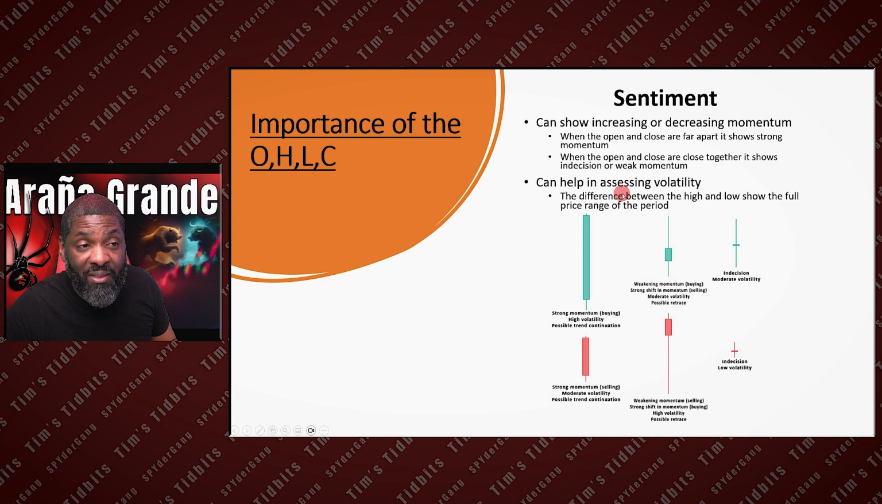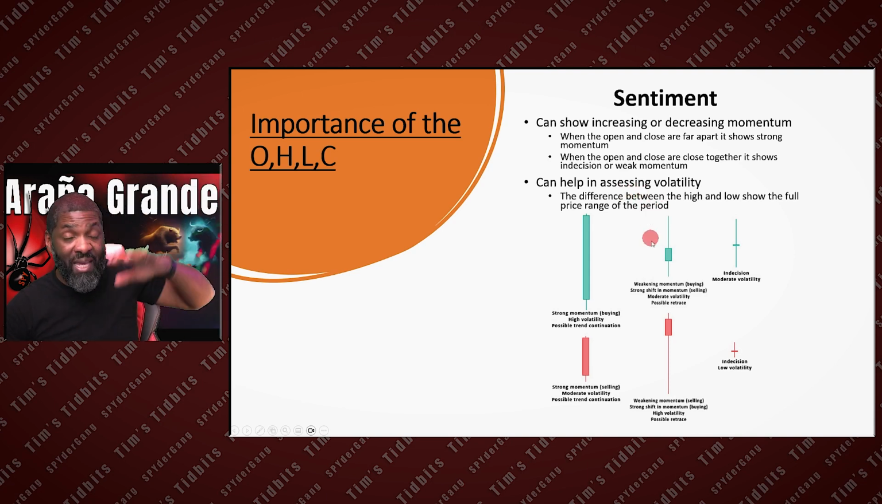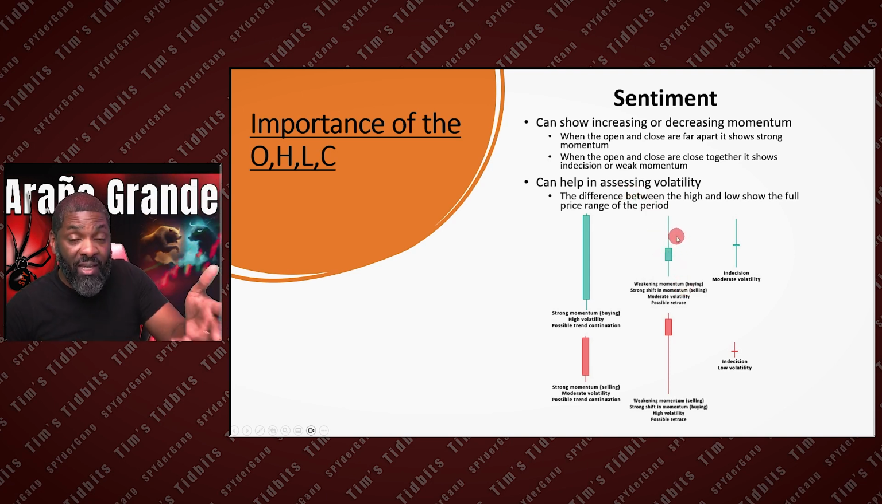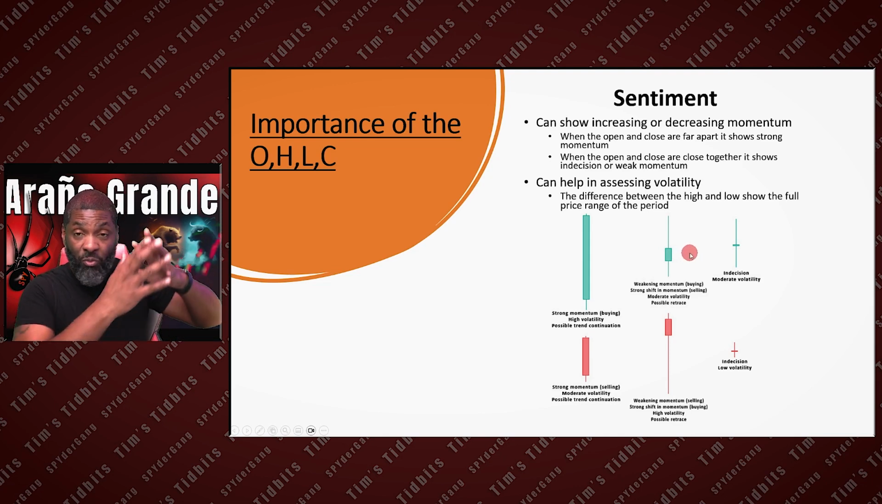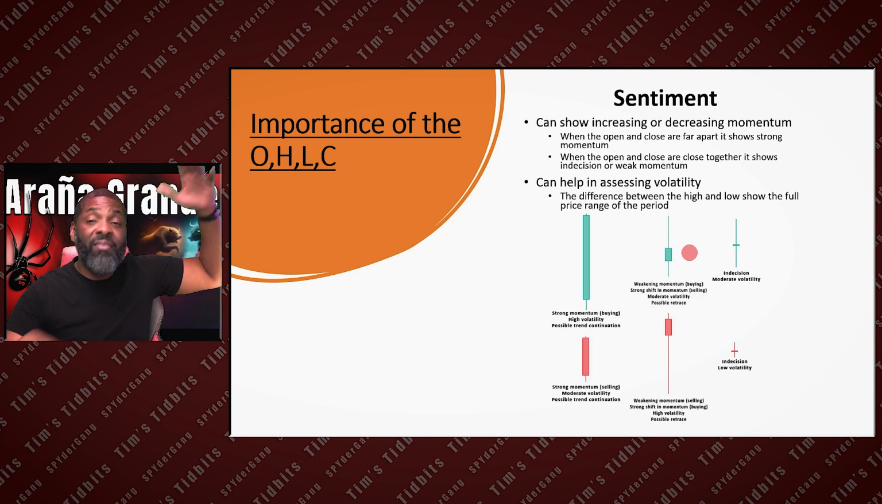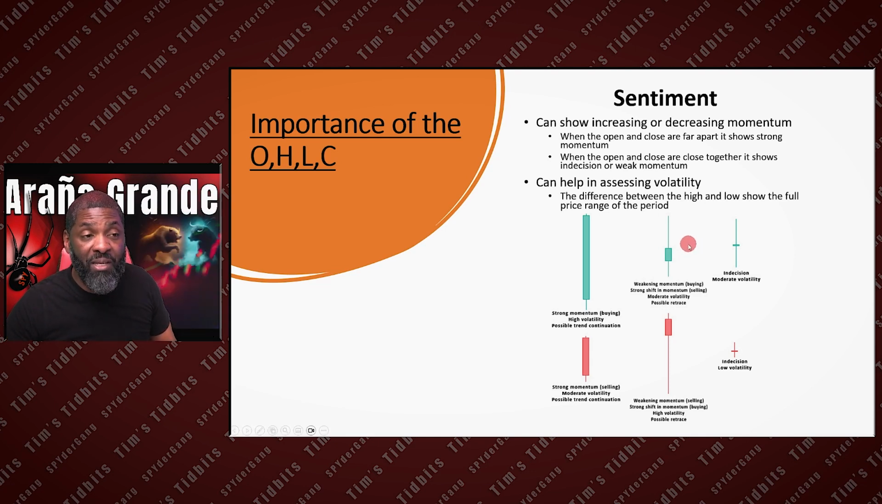It can also help in assessing volatility, right? The difference between the high and the low shows the full range of the period. You can visually look at it, or if you are a super genius mathematician, you can pull out your calculator and subtract the low from the high. If you come out with a big number, it's potentially a lot of volatility because it was a wide range between the high and the low. So the difference between the high and the low gives you the full range of that period, and that can show you whether there is any volatility.